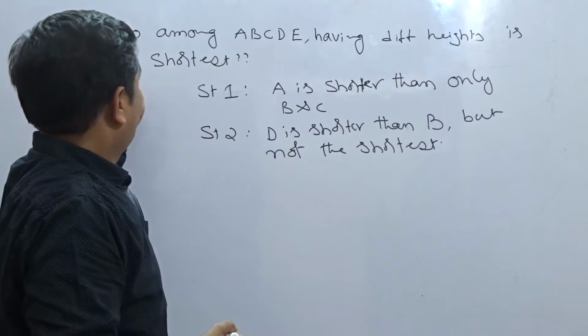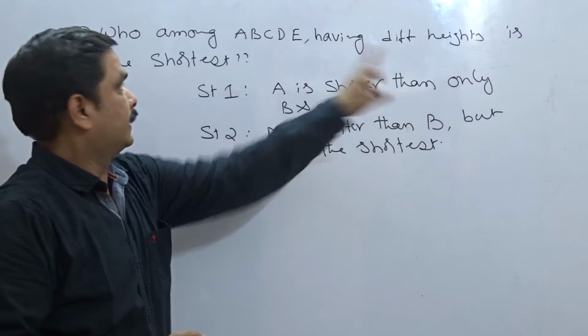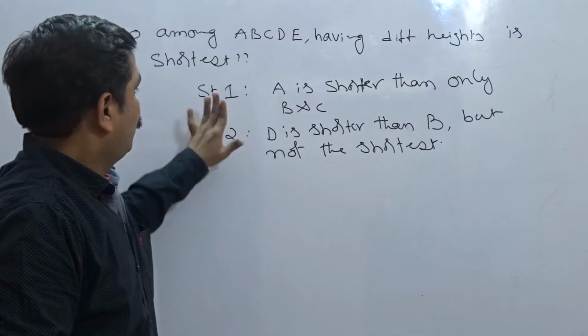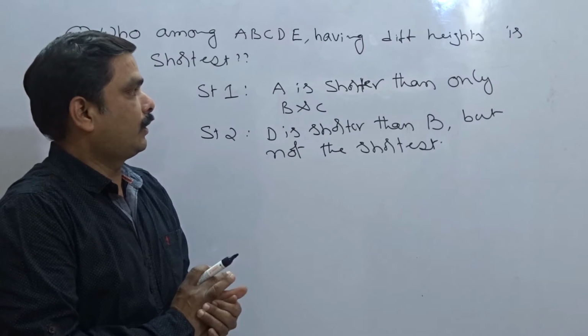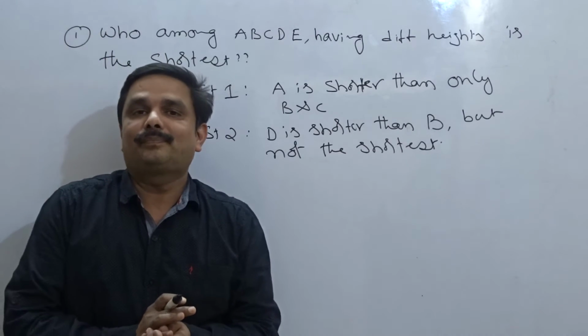The question is: who among A, B, C, D and E, having different heights, is the shortest? First statement is: A is shorter than only B and C. Then the second: D is shorter than B but not the shortest is the given, right?